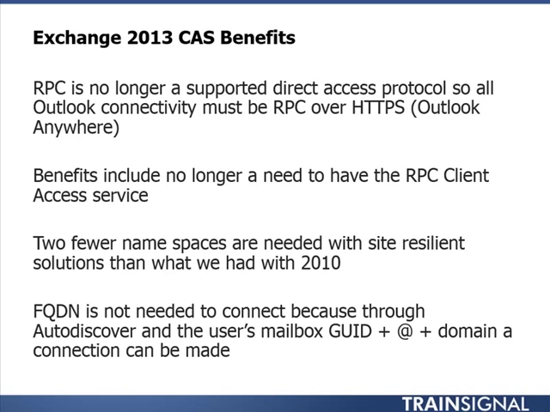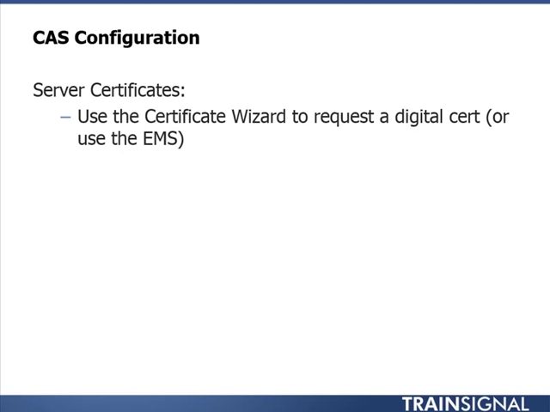But it's good to keep in mind that the only Outlook clients supported with Exchange 2013 are Outlook 2007 and later. As far as CAS configuration, there are still a variety of different configuration tasks that you can perform. So although 2013 CAS doesn't handle processing for the client protocols, you can do things to the client access server. You can handle server certificates. You can use the certificate wizard to request a digital certificate, or you can use the Exchange Management Shell.